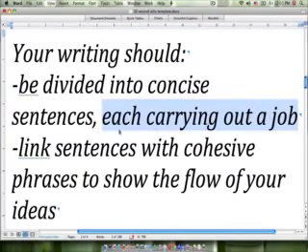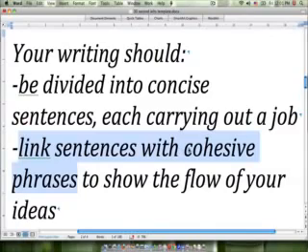Okay, that's my point number one. Point number two, your writing should link sentences with cohesive phrases. To me, I think this is a very easy thing that you can include in your writing to really convince your reader that your ideas are flowing together and that they are linking in an effective way that proves whatever point you are analyzing or supporting or refuting.